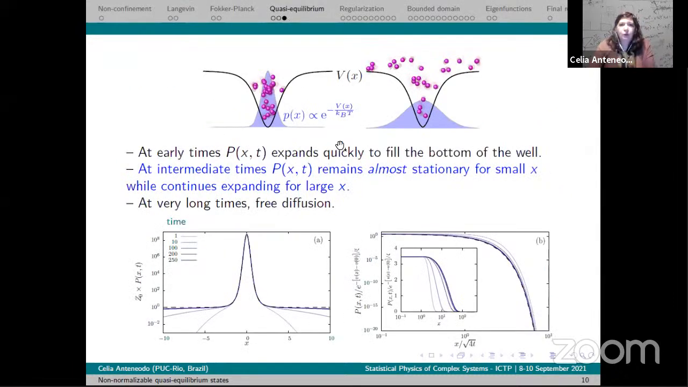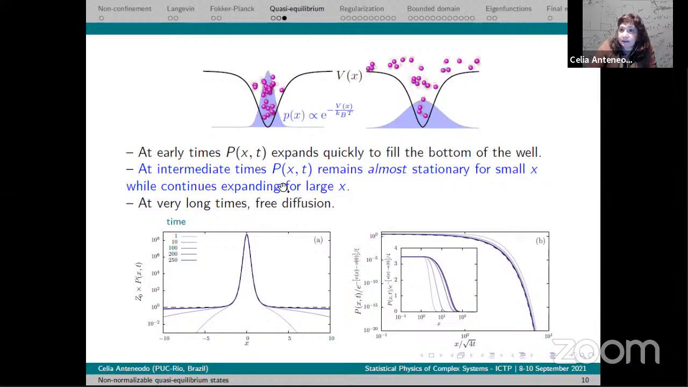Just to understand what happens in this problem, consider an initial concentration around the origin. At short times, this packet will expand, filling the bottom of the well; particles will diffuse in the bottom of the well. At long times, where there is a probability of the particles escaping, we will again see free diffusion. What we are interested in is the intermediate times, between these extreme situations.